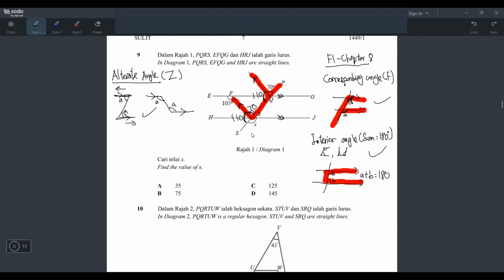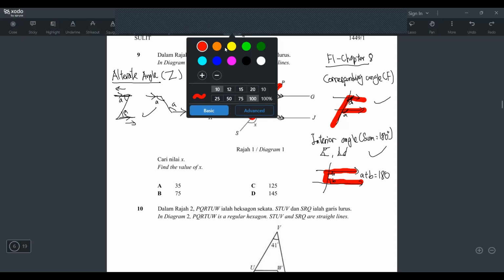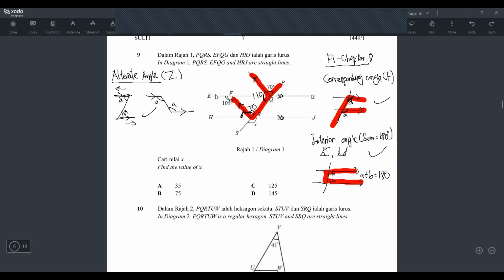Okay, and then what about it? They give 105 here. So let's padam the 110, and instead of finding the whole thing 110 here, why not just find yang small sini? Because I sudah nampak huruf C, right? Okay, let me just show you like this.